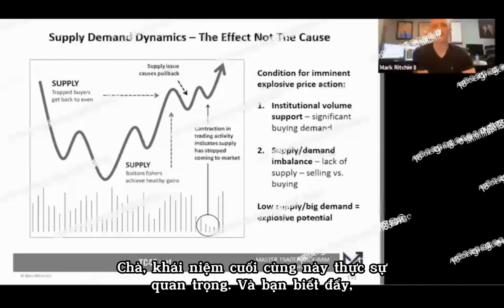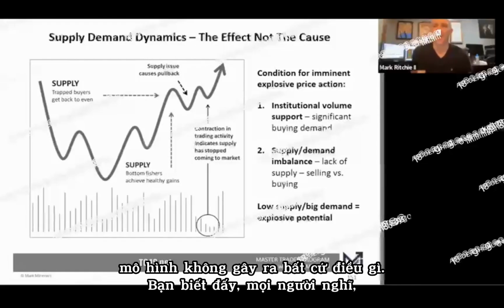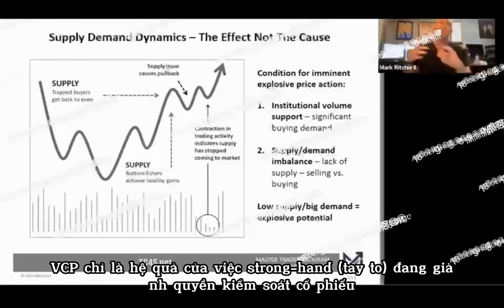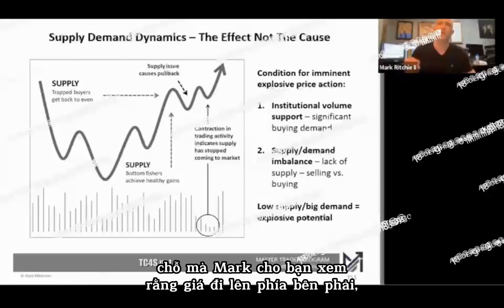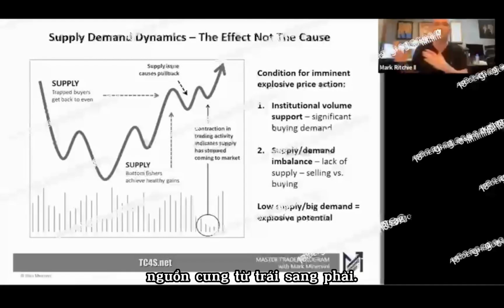Well, this last concept is really important. And, again, the section in your book where you go over this is also, I think, important for people to understand, that the pattern isn't causing anything. People think, oh, this VCP causes it. The VCP is just the effect of stronger hands taking that supply from weaker hands. So in each of these iterations, where Mark is showing, as you're going up the right side, those stronger institutional hands are slowly gobbling up the supply from left to right.